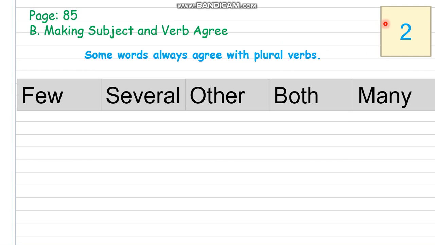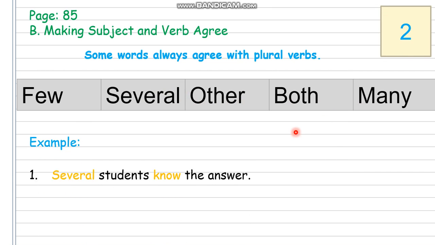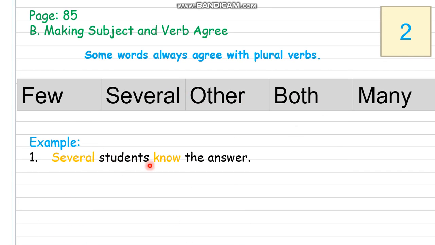Other words always agree with plural verbs, like few, several, other, both, and many. For example, several students know the answer. So here we use the plural form of the verb. Many are raising their hands to answer. That's why we used are, because many is one of these words, so we should use with it the plural form of the verb.